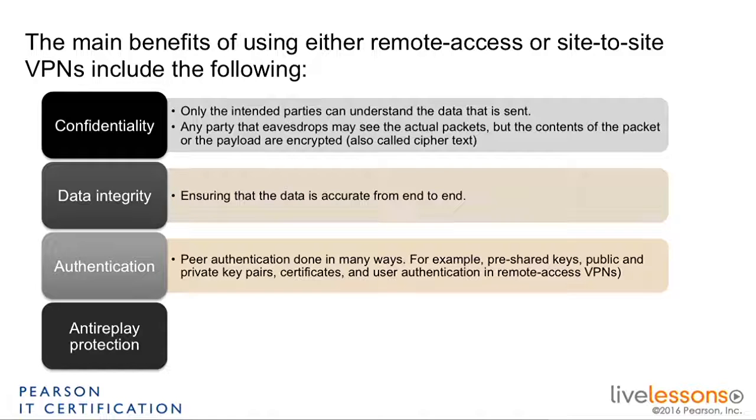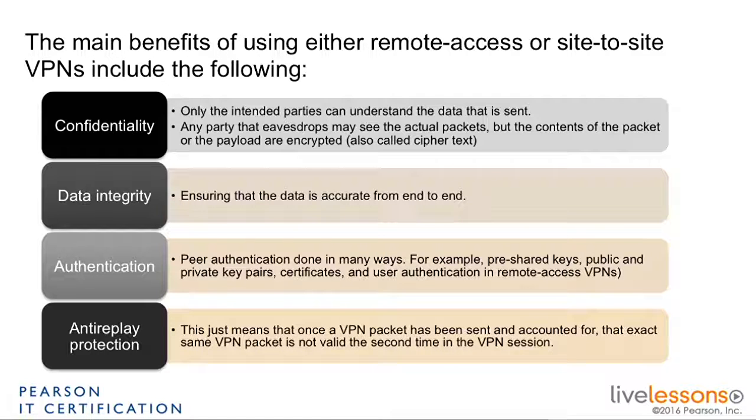Now, authentication is used to do peer authentication in many ways. For example, you can do authentication for VPNs using pre-shared keys, public and private key pairs, certificates, and also by adding user authentication in remote access VPNs. Anti-replay means that once a VPN packet has been sent and accounted for, that exact same VPN packet is not valid the second time around. So again, this is done to protect against replay attacks.